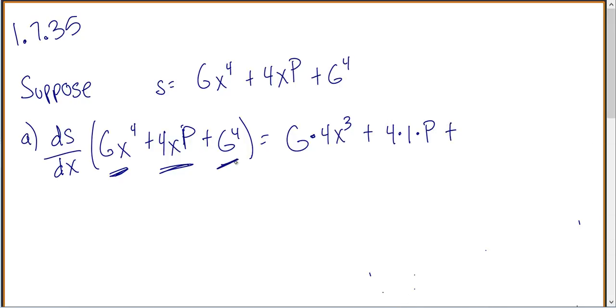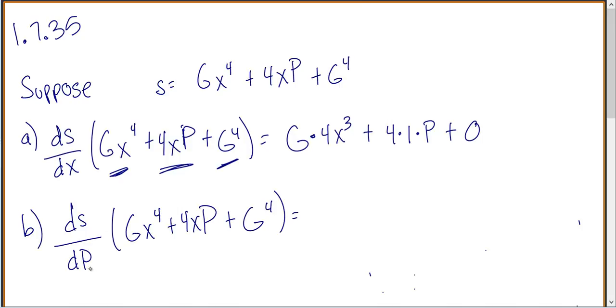Plus, now g to the fourth, do you see any x's? No, so this is just a constant that's sitting there all by itself, and the derivative of a constant all by itself is 0. Just like if this was 6 to the power 4, the derivative would just be 0. And you can go ahead and simplify.